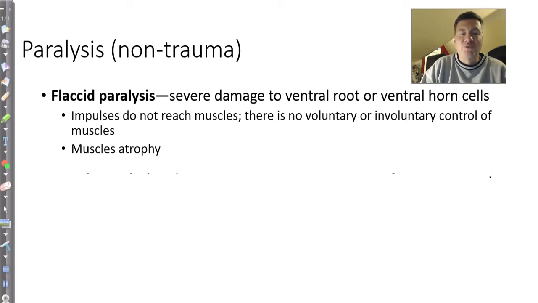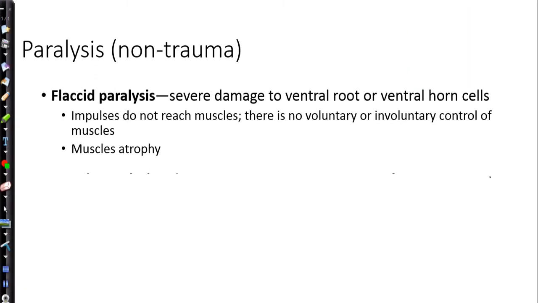Somebody can have issues related to their exposure to certain pathogens, such as polio or the botulism toxin. Even venomous snakes, the venom can actually attack the ventral roots and cause damage to these roots, which then causes there to be no impulses sent to the muscles, therefore leading to muscle atrophy. So as you can hopefully see here, this is not really a spinal cord issue per se, but it's more of a peripheral nerve issue. But I mention it here as we're talking about paralysis.